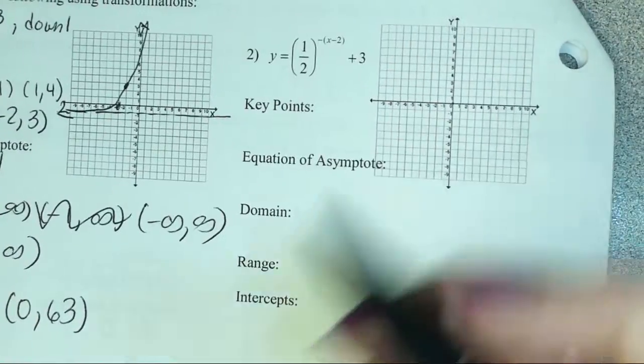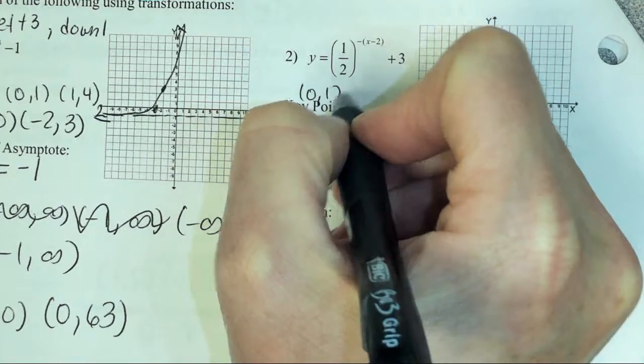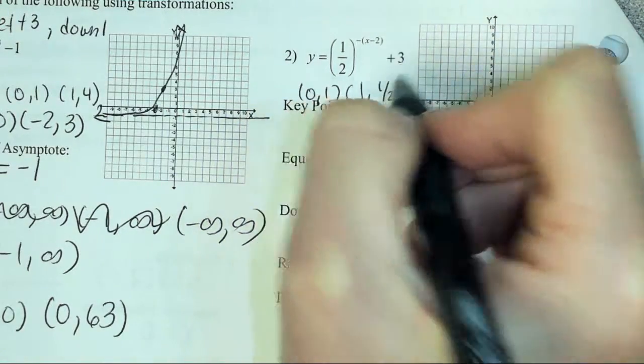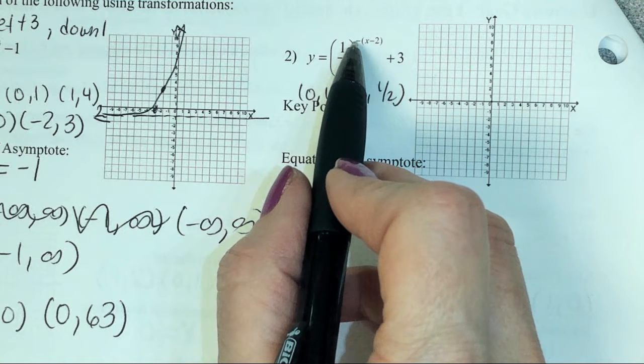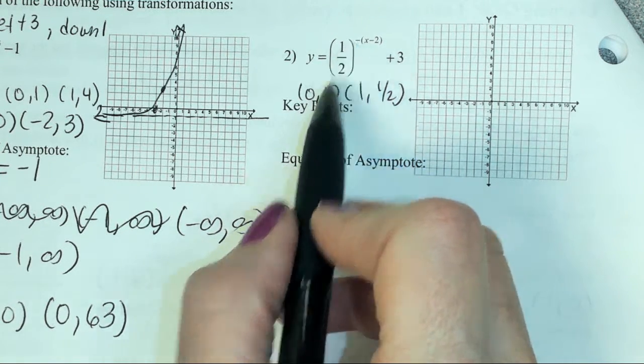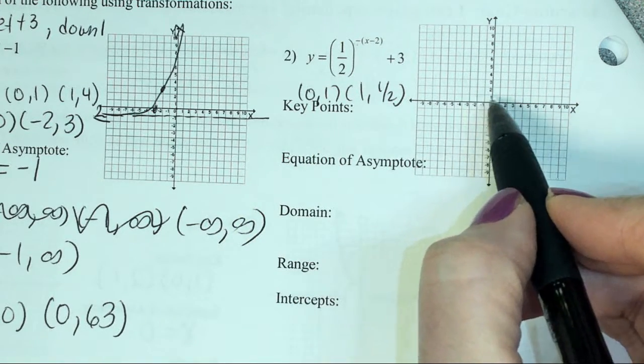All right, got to focus on this one. Key points. Normally there's 0, 1, 1, base. But now we have to look at what's happening. Do you see this negative right here? What's that going to be? A reflection over the y-axis.